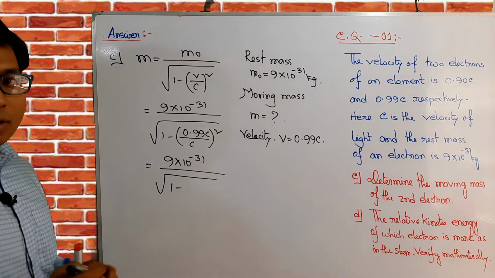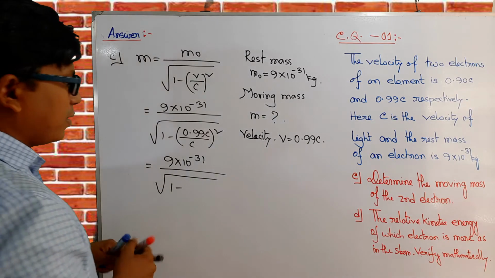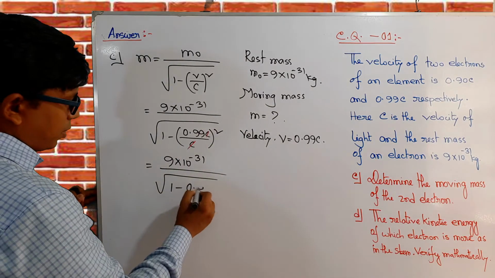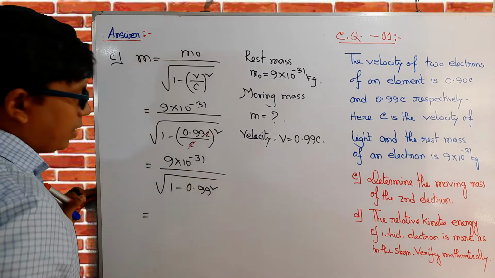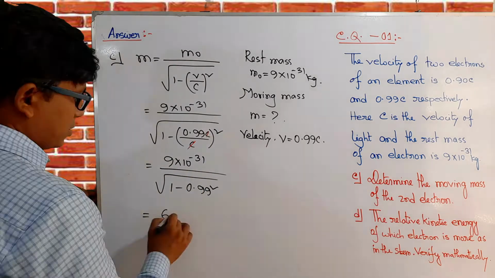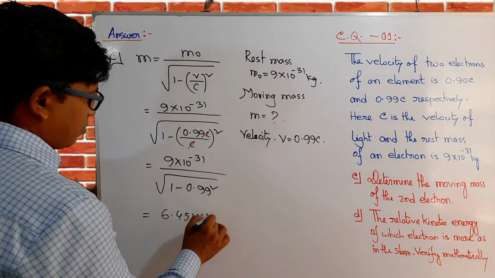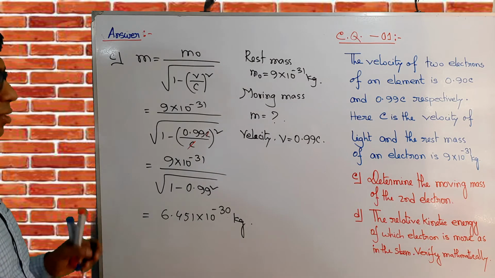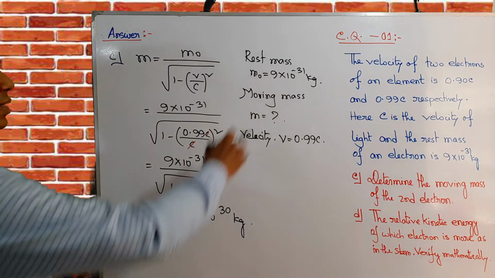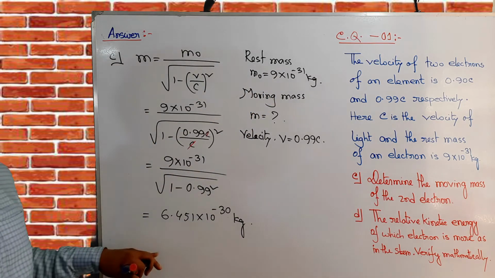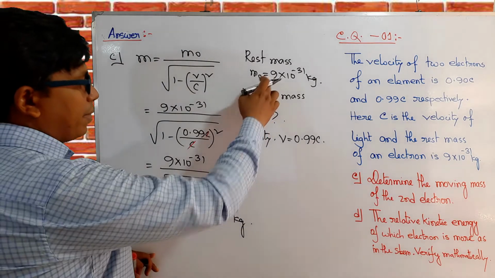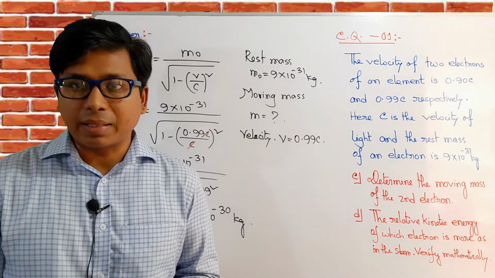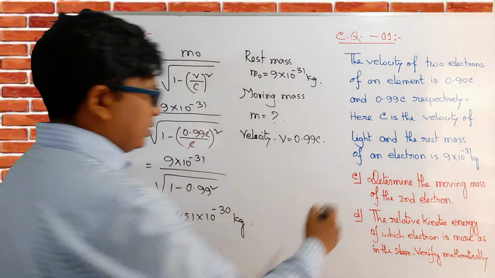We can cancel the value of c here. We also put the value of c and cancel these two. 0.99 squared, and by using the calculator we can find the result 6.451 into 10 to the power minus 30 kg, which is greater than the rest mass. When an object moves near the velocity of light, the mass will increase, and this phenomenon is called the increase of mass, which is called the relativistic mass. And this is for the C.